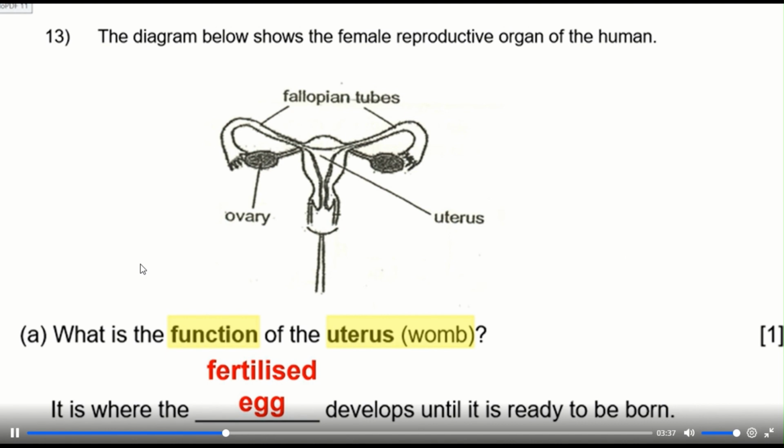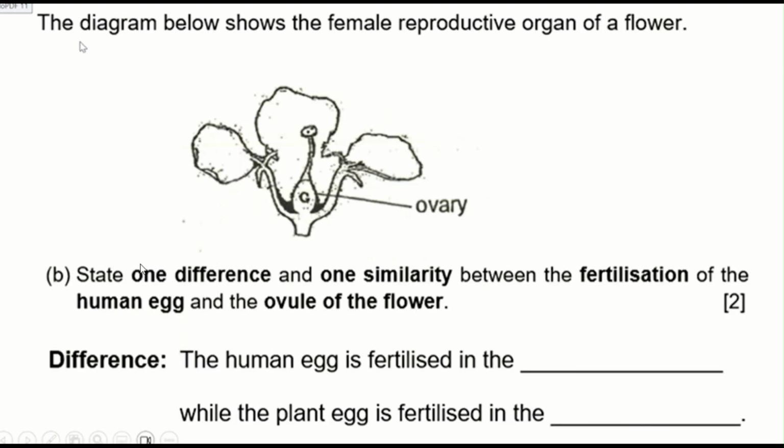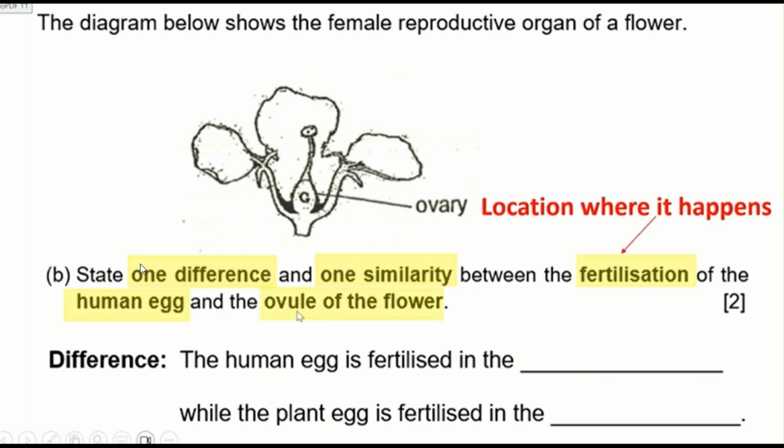Now let's move on to question 13b. The diagram below shows the female reproductive organ of a flower. In the diagram, it shows us a flower with the ovary labeled. For part B, they want us to state one difference and one similarity between the fertilization of the human egg and the ovule of the flower.